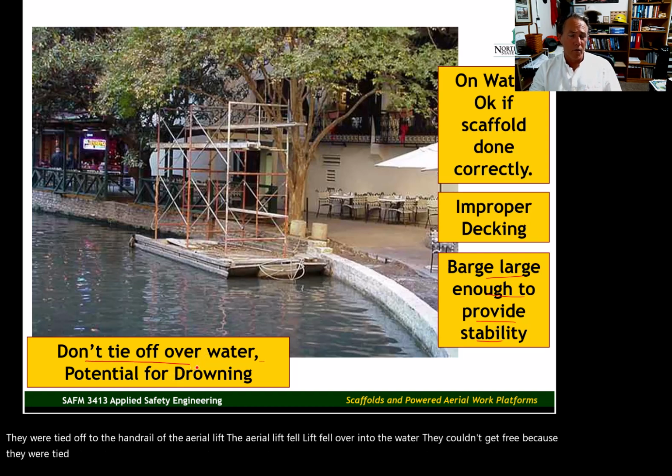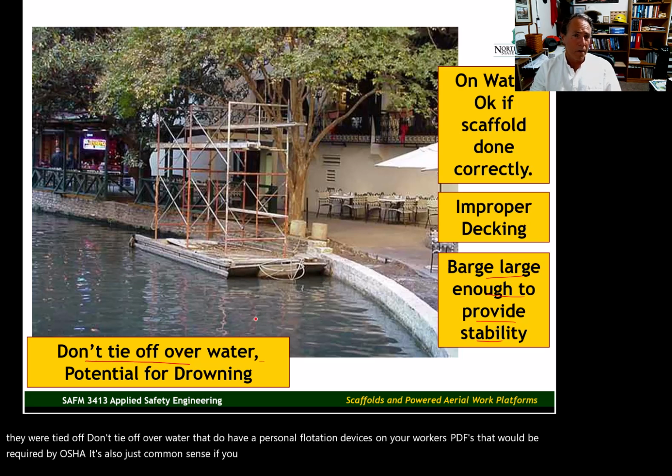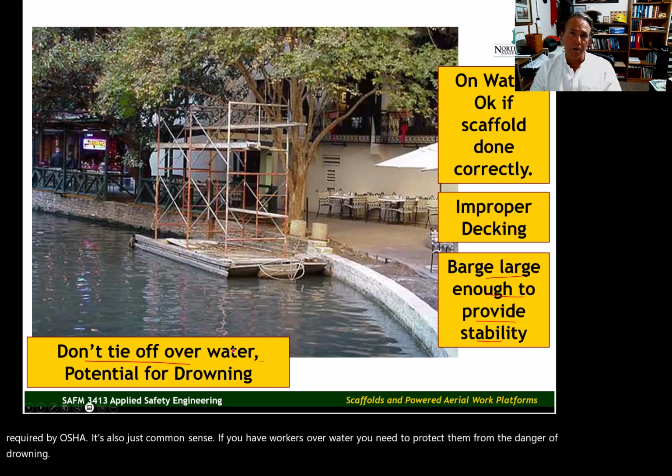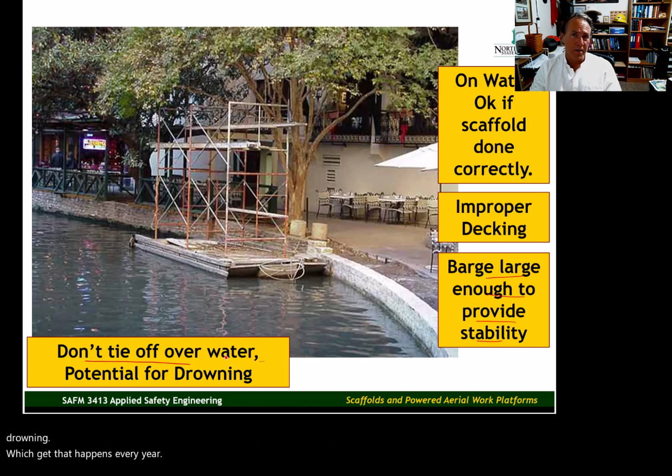Don't tie off over water, but do have personal flotation devices on your workers, PFDs. That would be required by OSHA. It's also just common sense. If you have workers over water, you need to protect them from the danger of drowning, which, again, that happens every year somewhere in the U.S. multiple times.